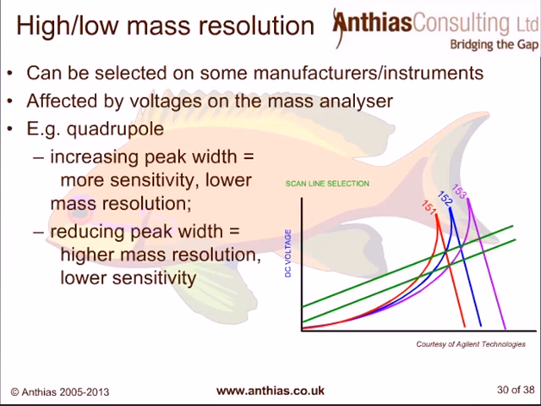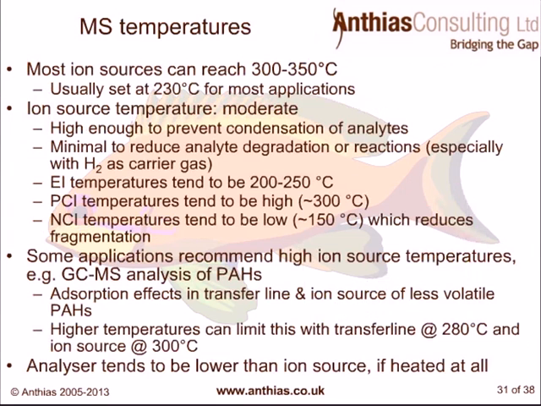There are also other parameters you could need to optimize to get better sensitivity. For example, on a scanning instrument, optimizing your high-low mass resolution. It can be selected on some, and it's affected by voltages on the mass analyzer, for example a quadrupole, increasing our peak width from this line down to this bottom line here. Increasing our peak width makes our mass resolution lower, but it also makes our peak taller, so much more sensitive. Therefore, if we're doing a SIM method, optimizing that will give us better sensitivity. Again, these are a lot of manufacturer-specific applications.